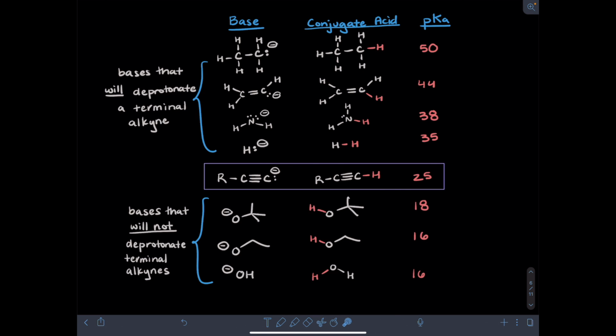There are also some common bases that you'll see that are not strong enough to deprotonate terminal alkynes. These include oxygens that are negatively charged in either alkoxides or hydroxides. In all of these cases, the conjugate acids of these bases are stronger acids than the terminal alkyne itself. This means that the base would not be suitable for generating the deprotonated terminal alkyne.